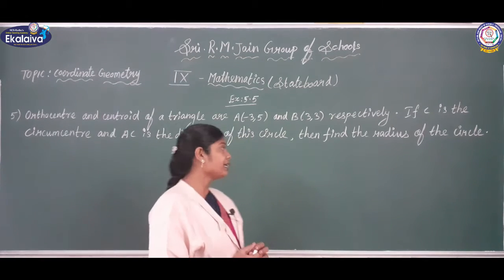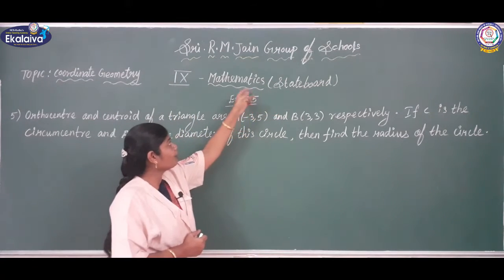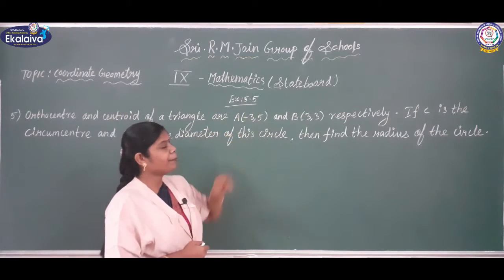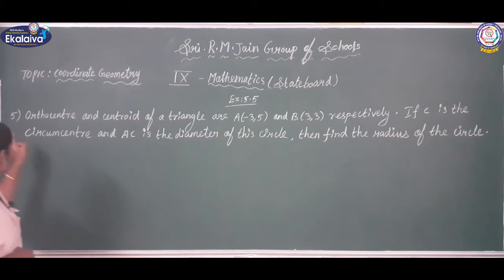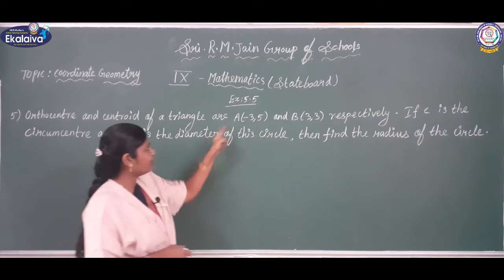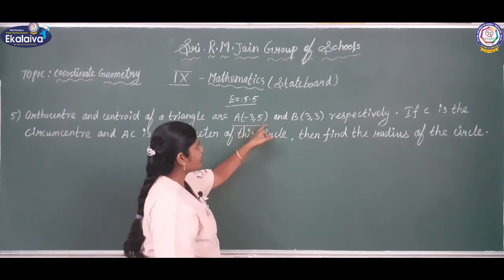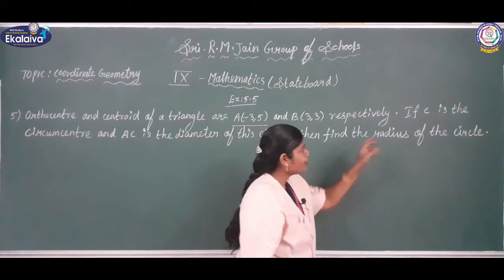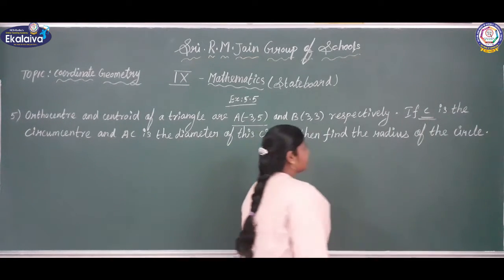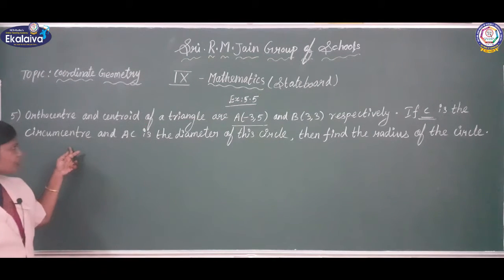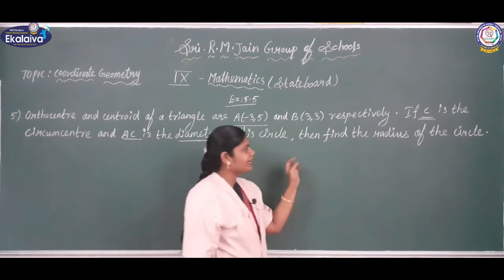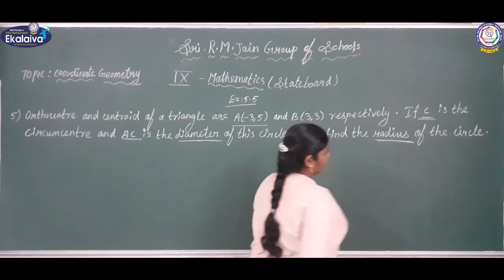Today we are going to see 9th standard state board maths. The topic is coordinate geometry, exercise 5.5. Question number 5. Orthocenter and centroid of a triangle are A of minus 3, 5 and B of 3, 3 respectively. If C is the circumcenter, and AC is the diameter of this circle, then find the radius of the circle.